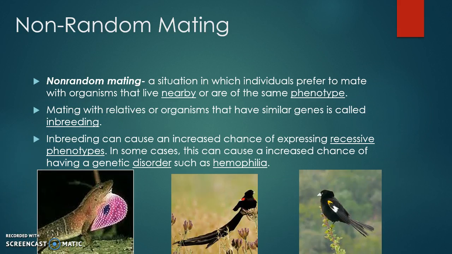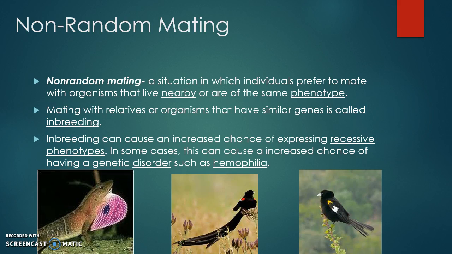Another factor that can cause changes in the allele frequency is non-random mating. This is a situation in which individuals prefer to mate with organisms that live nearby or are of the same phenotype. This kind of mating can sometimes cause inbreeding. Inbreeding is not the best. It causes increased chances of expressing recessive phenotypes, and because recessive genes are sometimes not good, you might have some genetic disorders based off of this inbreeding habit.